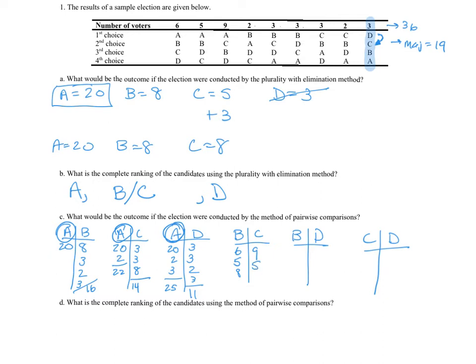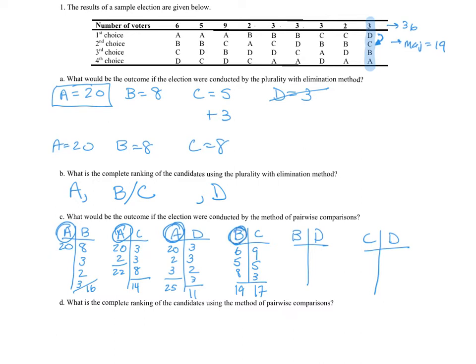And then in the last column, we're comparing B against C. So C is ranked higher than B. So we give 3 more votes to C. All right, so that adds up to 6 and 5 is 11, and 8 is 19. 9 and 5 is 14, and 3 is 17. So B wins that matchup.